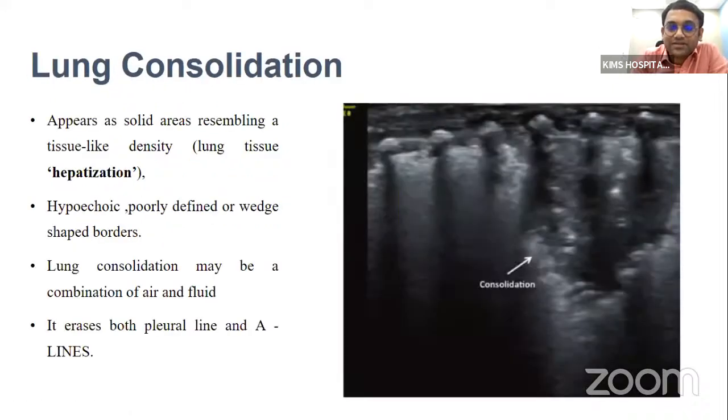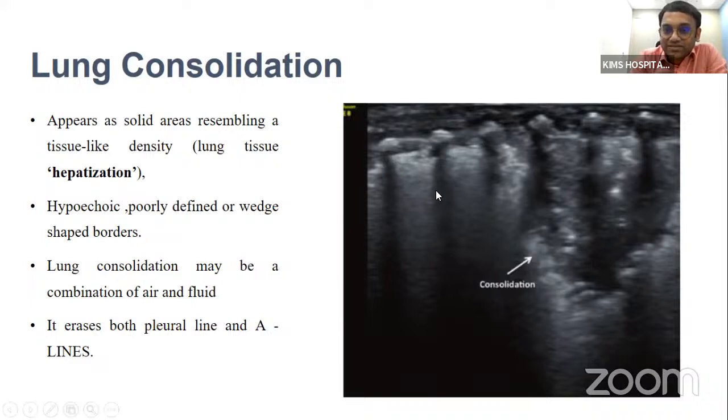Then we can sometimes see this kind of picture. This is called lung consolidation. In lung consolidation, the solid areas with irregularly defined borders appear as a tissue-like density similar to a liver. So we call this lung tissue hepatization.